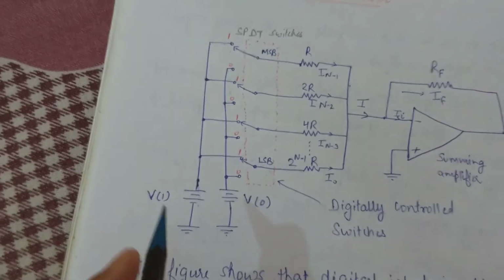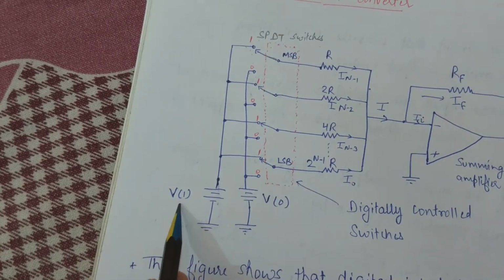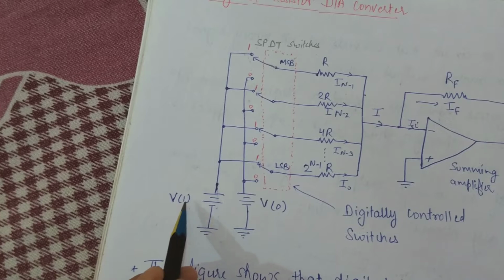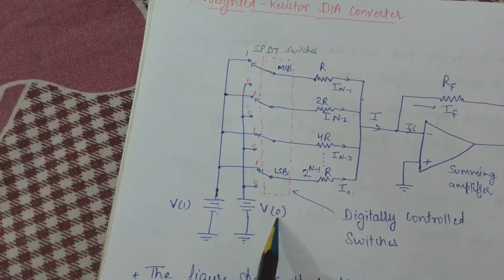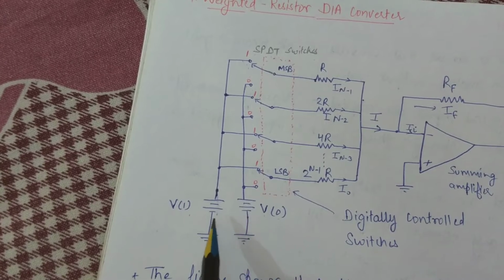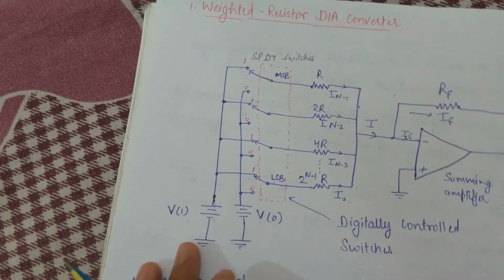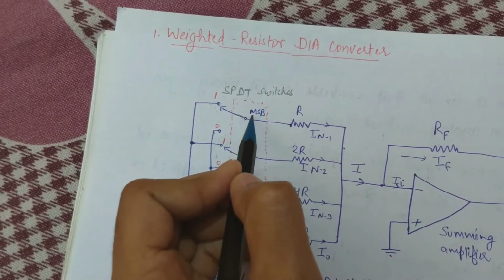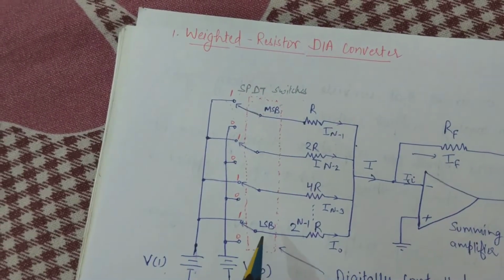Now here you can see for 1, all these ones are connected to V1. Okay, this will be the voltage corresponding to bit 1. And all the zeros are connected to V0. This is the voltage corresponding to bit 0. We can have different values for these two voltages. Okay, so here you can see we have assigned this position to MSB, and this as LSB.